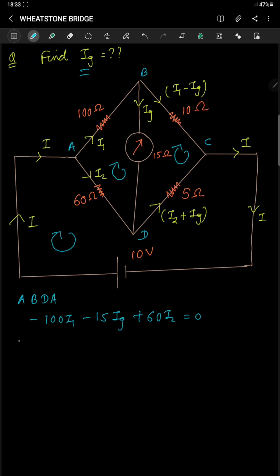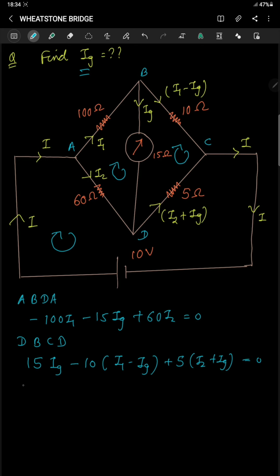Then use the other loop, D, B, C, D. While using this loop, you see in the galvanometer the current direction and my movement direction are opposite. That's why I will have plus 15 Ig. Then in the 10 ohm my direction and current direction are the same, so minus 10 (I1 minus Ig). Then in the 5 ohm my direction and current direction are opposite, so it will be plus 5 (I2 plus Ig) is equal to 0.